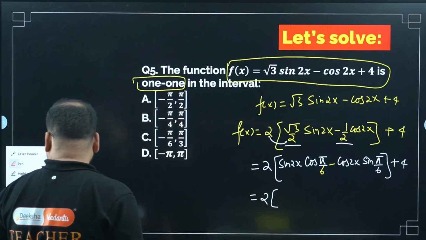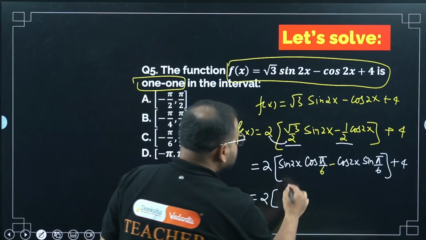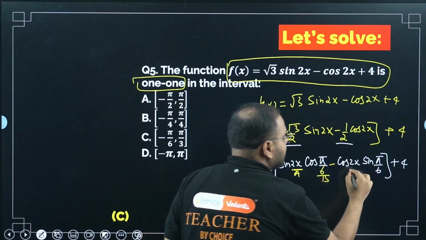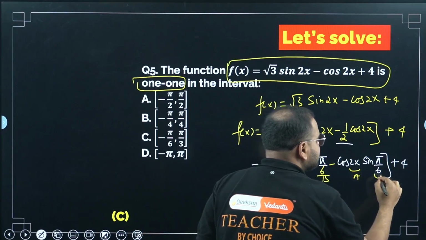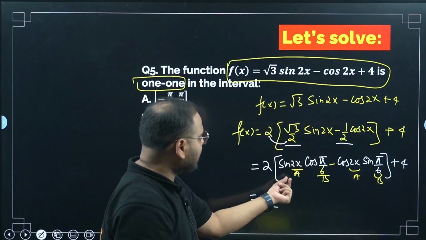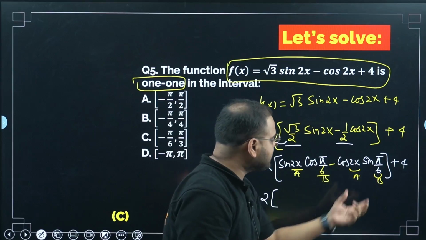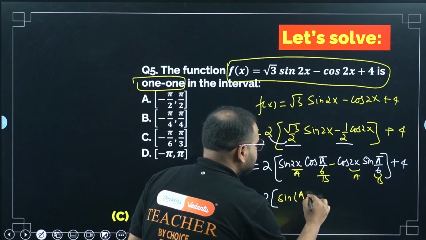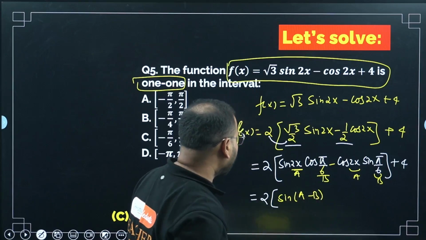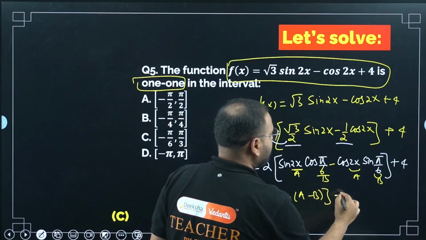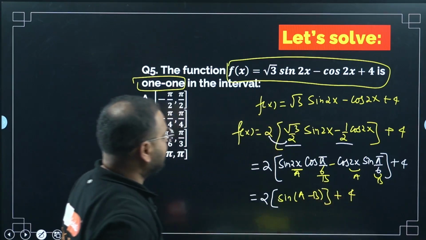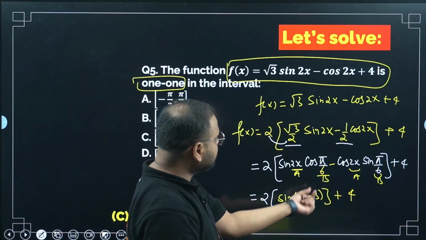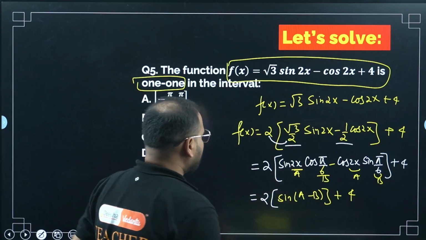How will this look? Check here: sin A cos B minus cos A sin B is sin of A minus B. Simple, very simple. What is A minus B in this case? 2x minus pi by 6.